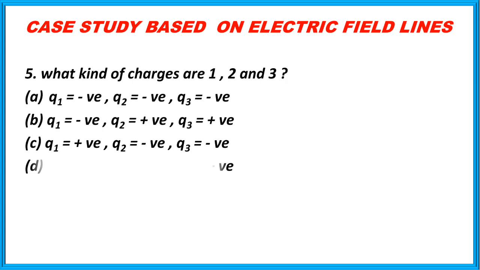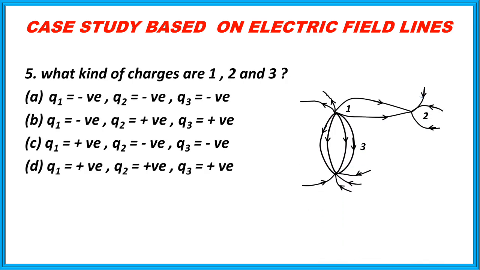Question 5. What kind of charges are 1, 2 and 3? Here you can see in the figure the position of 1, 2 and 3. Then you have to decide for the correct answer. So here your correct answer is option C, Q1 positive, Q2 negative, Q3 negative.